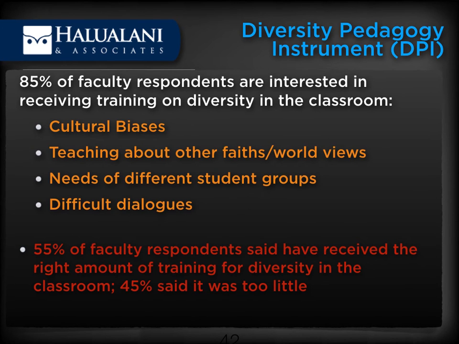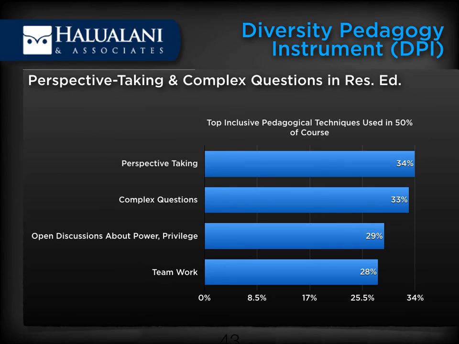From the diversity pedagogy instrument that is to be IRB approved, of course, we found that 80% of the faculty at this particular campus wanted more training, and they told us what training on that instrument. And they told us their top inclusive pedagogical techniques that they used in 50% of their course. We asked what they use in 25% of the course, 50% of the course, or in the entire course. And so those are some of the things that we can tell you. Those are just some of the layers. We have many, many more.